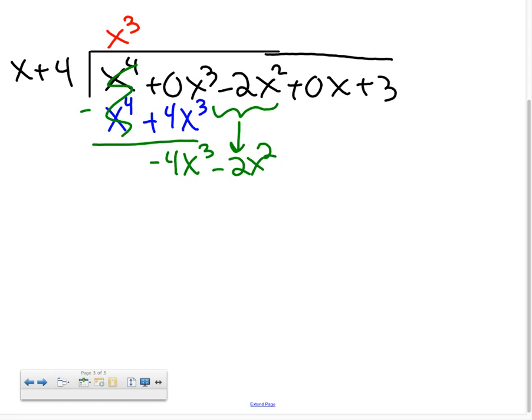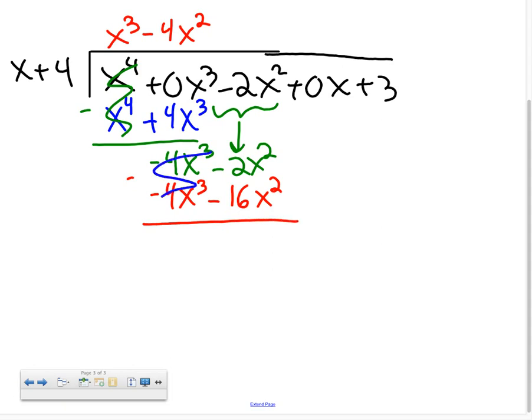So how do I get an x to be a negative 4x cubed? Well, it needs a negative 4, and it needs 2 more x's. So multiply that through. Negative 4x squared times x is negative 4x cubed. That's good. They should match. Negative 4x squared times positive 4, that's negative 16x squared. Subtract these. First terms cancel. It's always good.